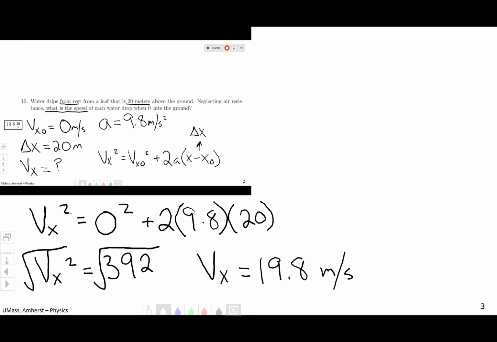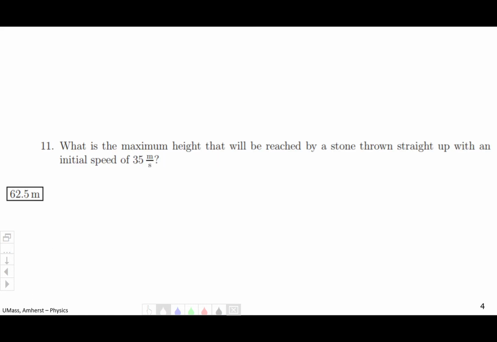Okay, next. What do we got? Well, we have another problem that involves gravity. What is the maximum height that will be reached by a stone thrown straight up with an initial speed of 35 meters per second? So let's go ahead and identify what we need and what we have.